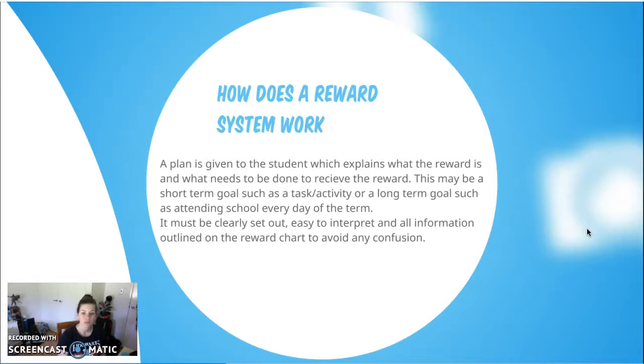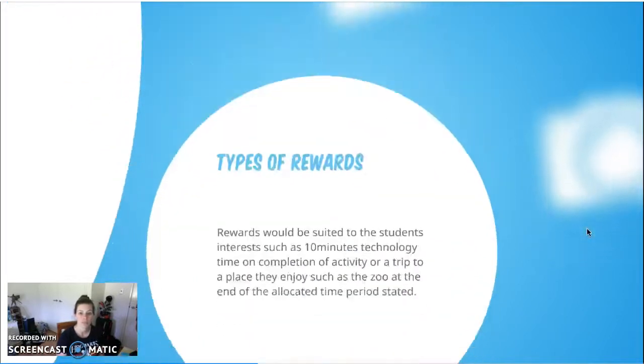This may be a short-term goal, such as a task or activity, and then they receive the reward, or a long-term goal, such as attending school every day of the term. It must be clearly set out, easy to interpret, and all the information outlined on the reward chart to avoid any miscommunication. It needs to be written down so the student can refer to this at any time.